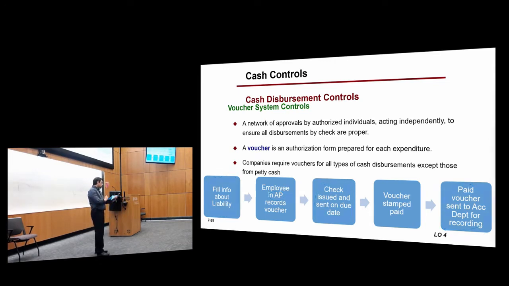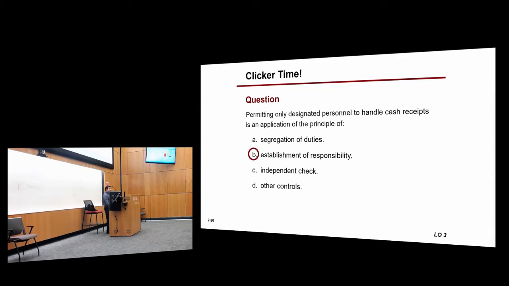Okay? When you have only the designated person handling cash receipts, that will be establishment of responsibility. Segregation of duties is when you have two separate persons, for example, to receive cash and to handle the sales revenue information. Someone would handle the cash register tape, the other one would handle cash itself. This is for segregation of duty.